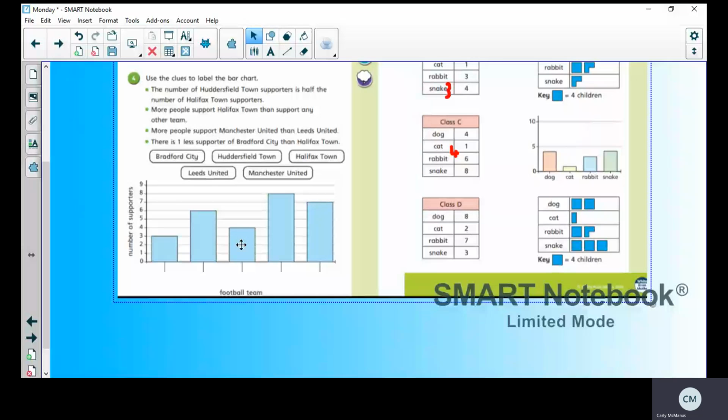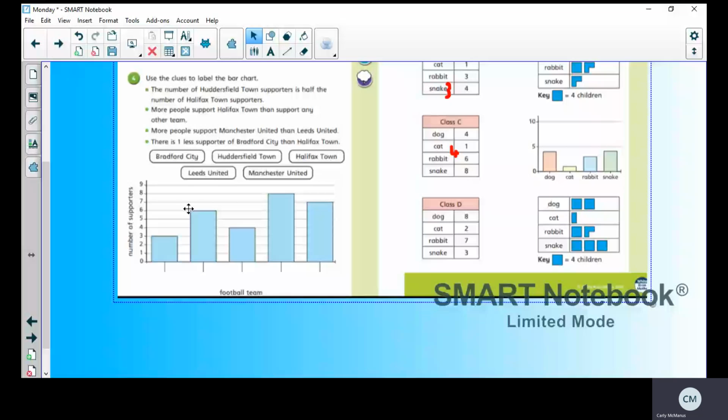And it says more people supported Halifax Town than did any other team. So look at the bars to try and match up. So you've got Brighton City, Leeds United, Huddersfield Town, Manchester United, and Halifax. And each one of these bars represents one of these. Well, we've already found these 2 together from the clues. Have a look at the others.